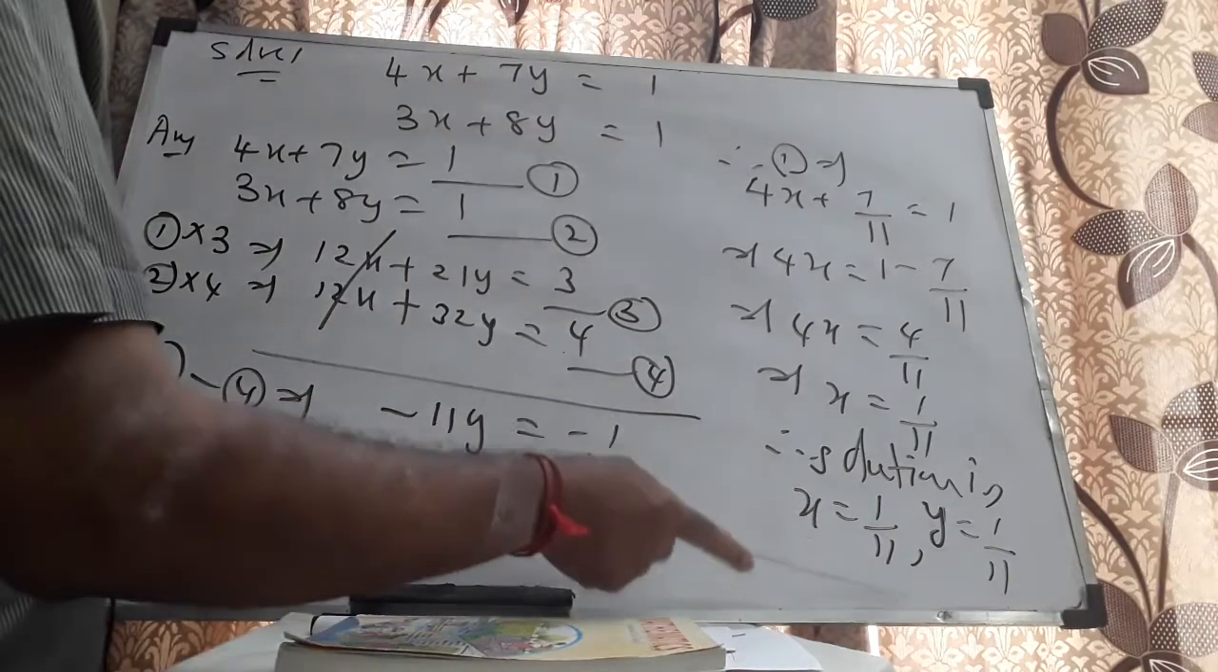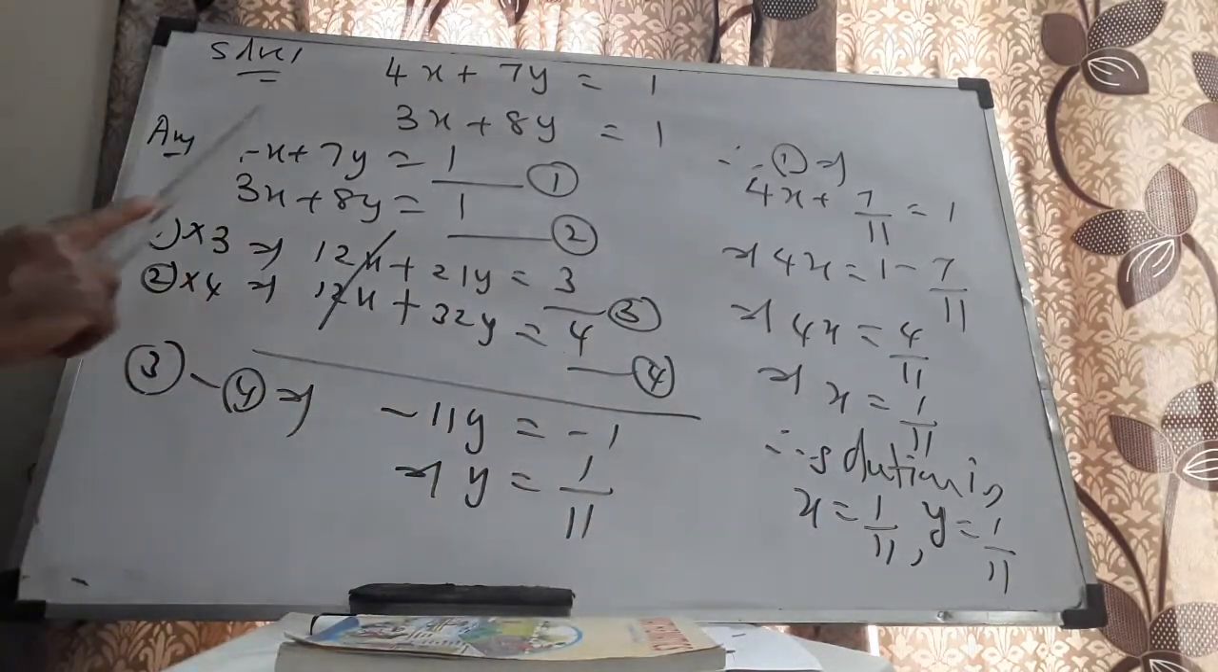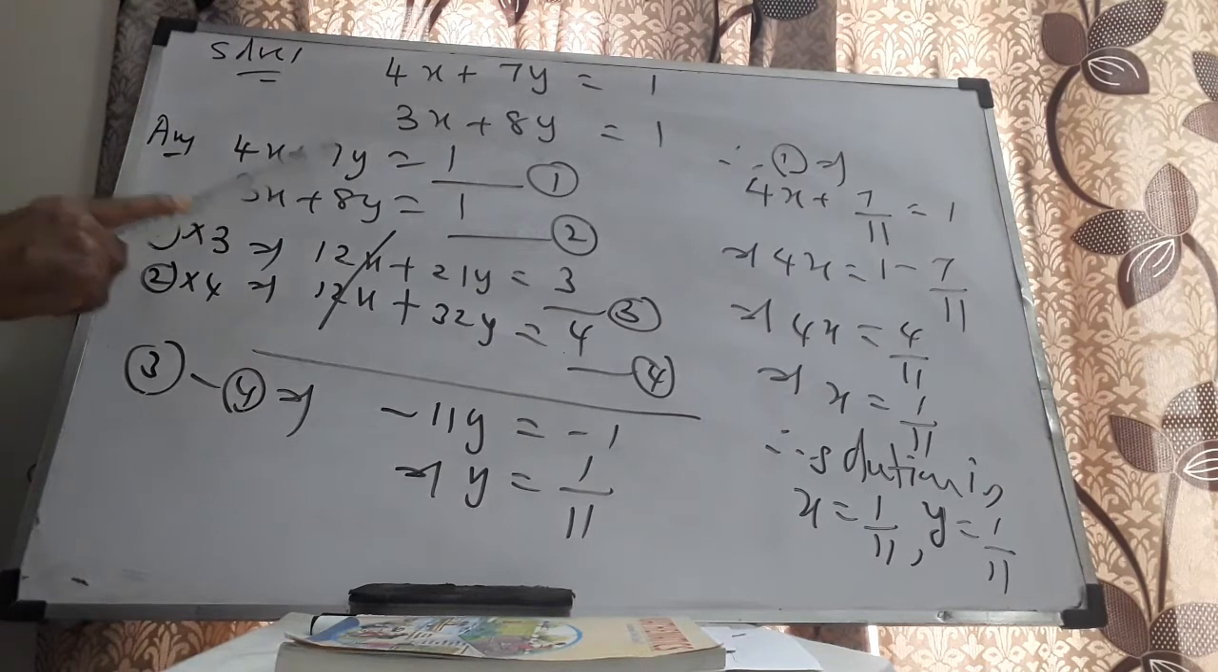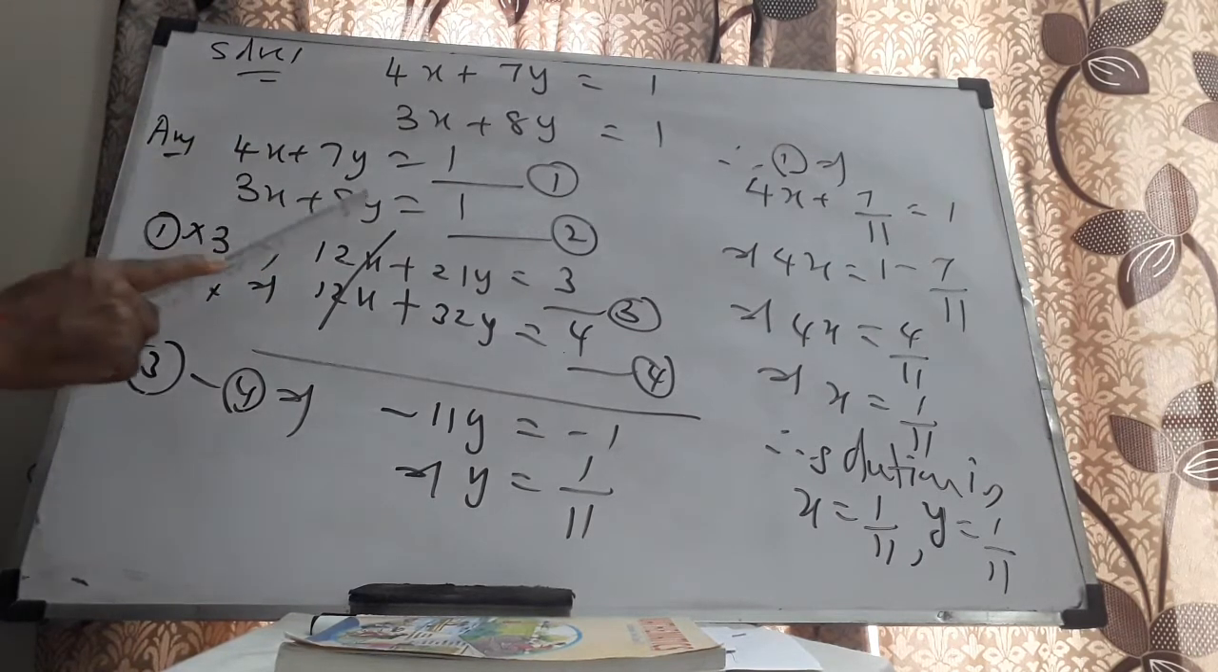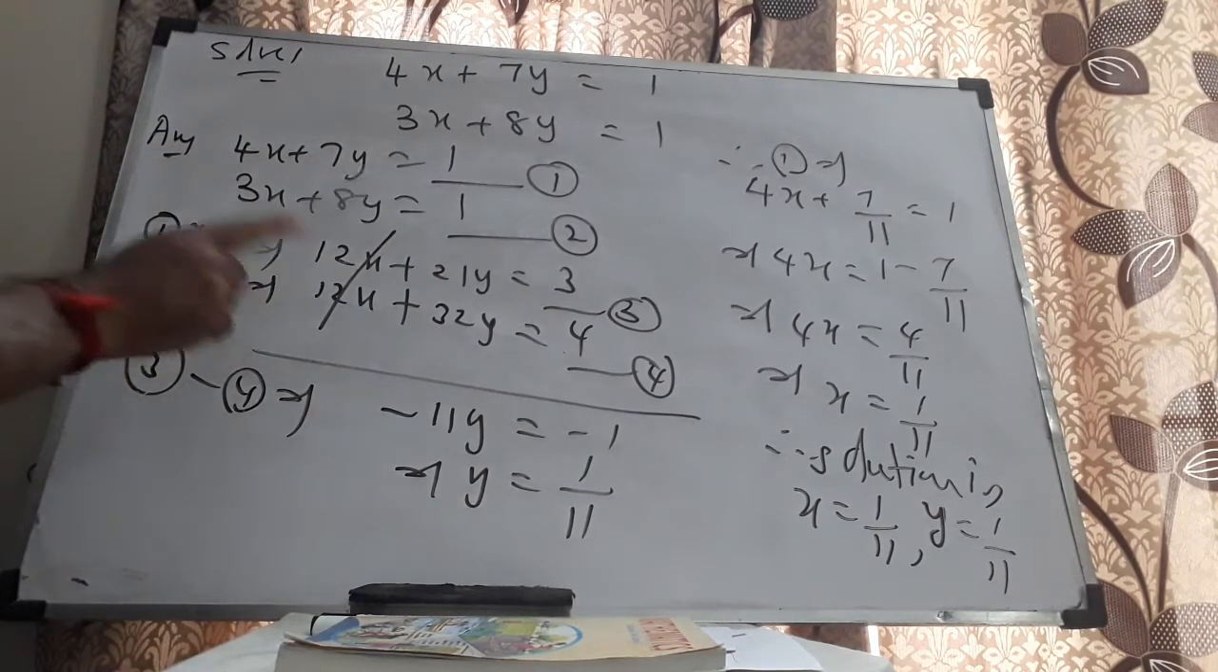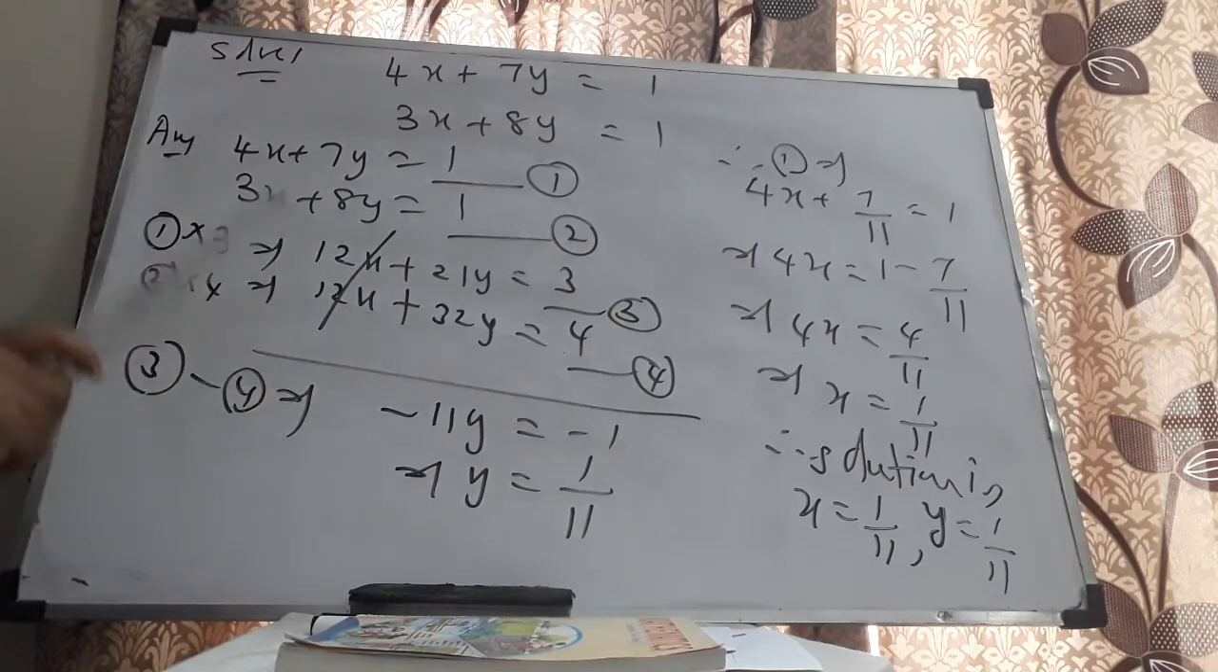Our solution is x is equal to 1 by 11, y is equal to 1 by 11. Of course, substitute here: 4 by 11 plus 7 by 11, 11 by 11 is 1; 3 by 11 plus 8 by 11, 11 by 11 is 1. Therefore, it satisfies both the equations. Our solution is correct.